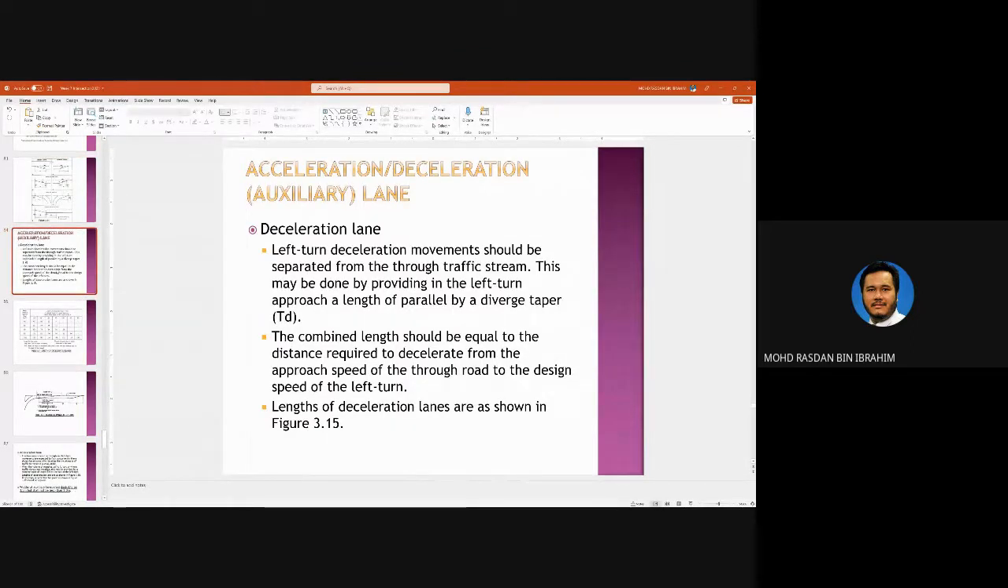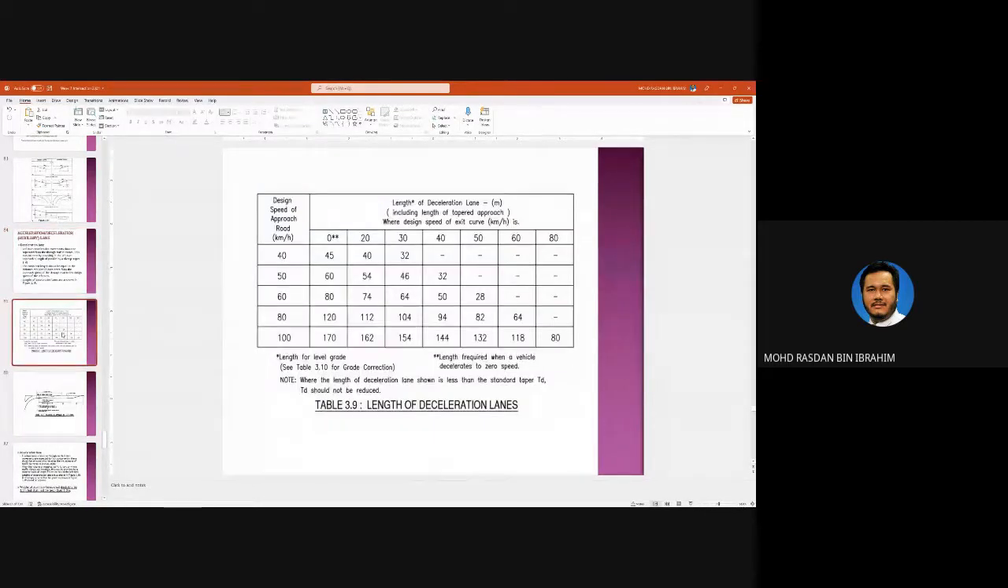Okay. So auxiliary lane, deceleration lane. This I already explained to you just now. Deceleration movement separated from the two traffic stream. So this is the length of the deceleration lane. Design speed of approach road, let's say the major road. Major road is 80.